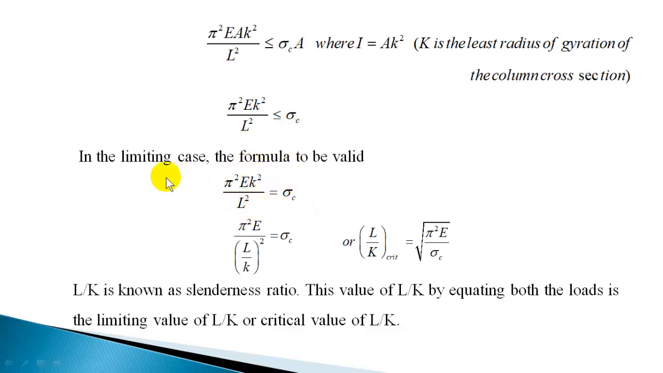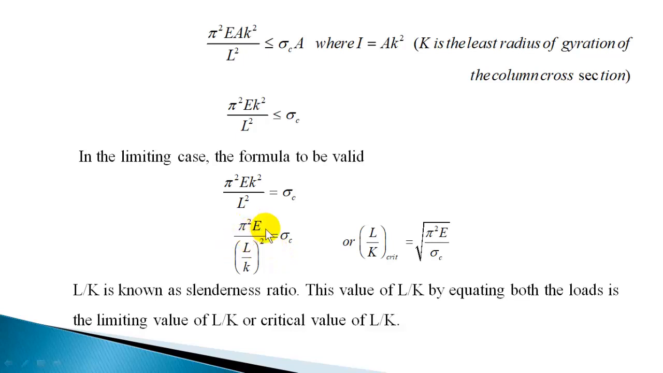I am equating this for the limiting case. For the limiting case, for Euler's formula to be valid, you can equate that. So when this is less, it is valid, but when it is equal to sigma C also, it's valid. That is a limiting case. Now I rearrange this equation by taking K square to the denominator. You will get L square by K square, or L by K whole square. Pi square E by (L by K) square is equal to sigma C. So this is a limiting case.